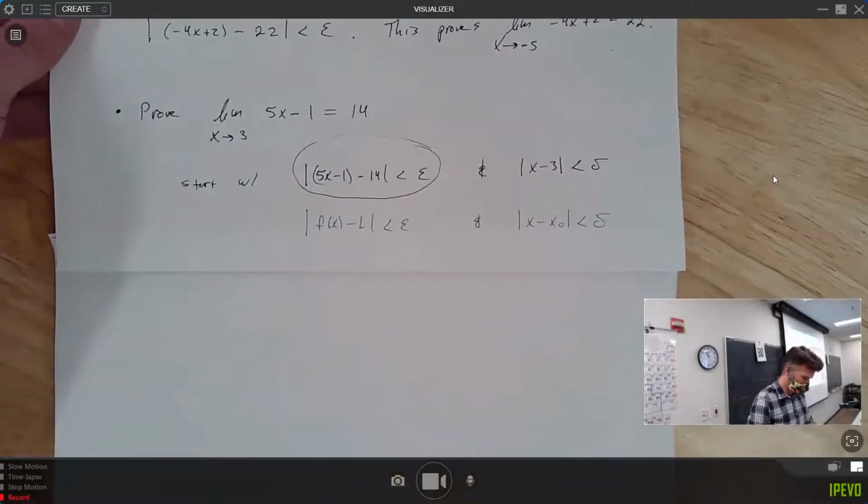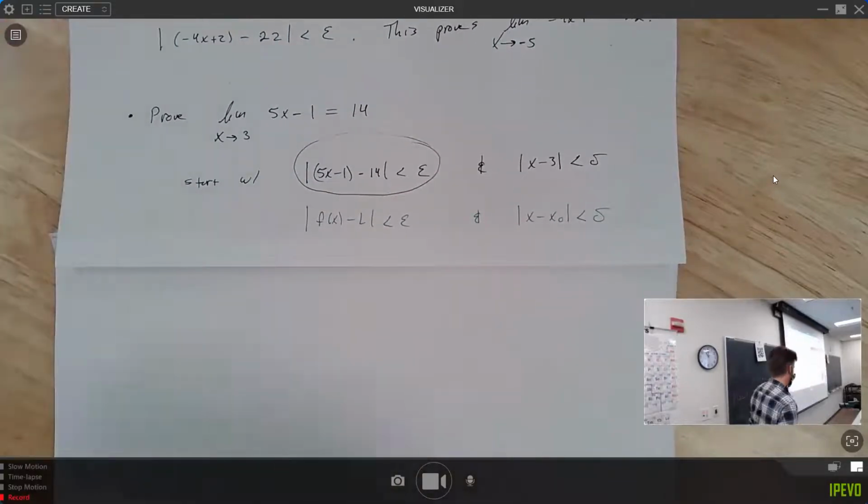I will point out, it's always going to be super easy to find delta. It's always going to be epsilon divided by the absolute value of the slope. Slope is 5, the delta is going to be epsilon over 5. Slope is negative 6, your delta is going to be epsilon divided by 6. It's not always super straightforward, but it's usually not trouble to get there.